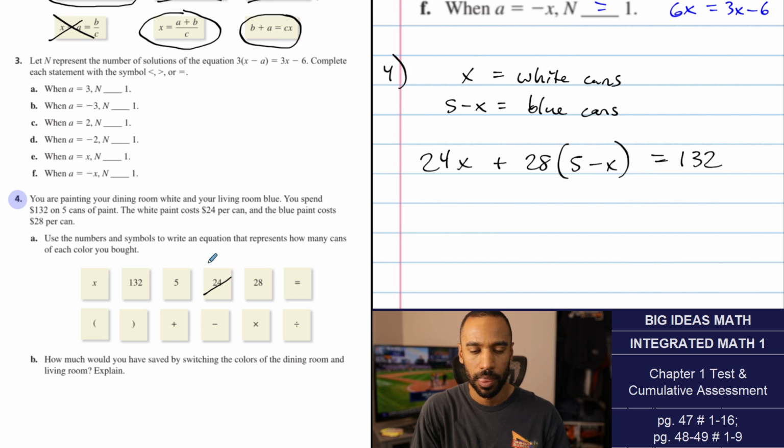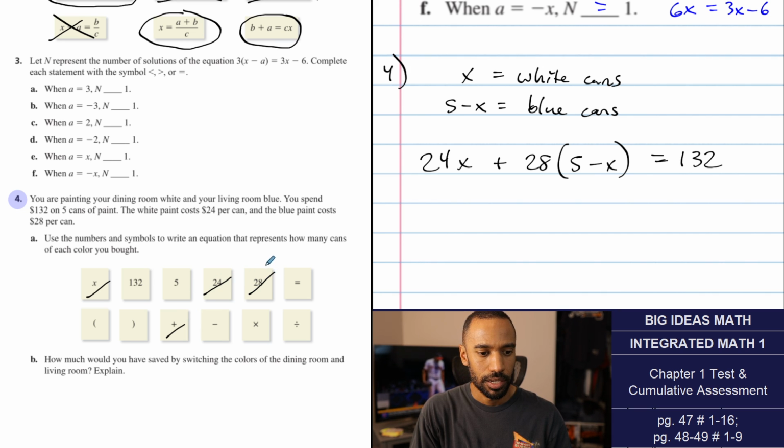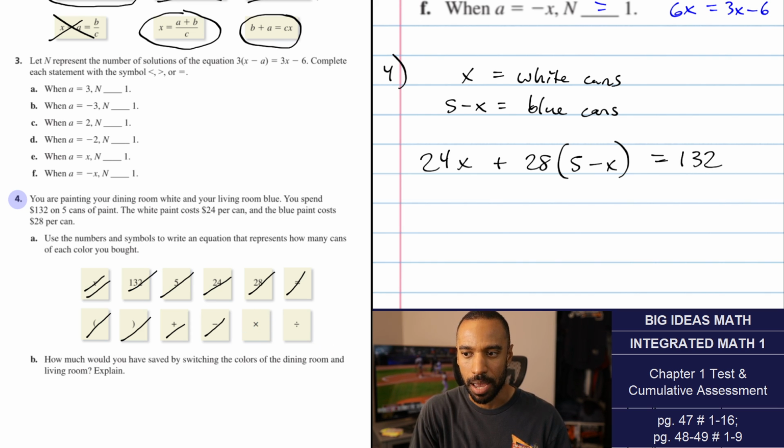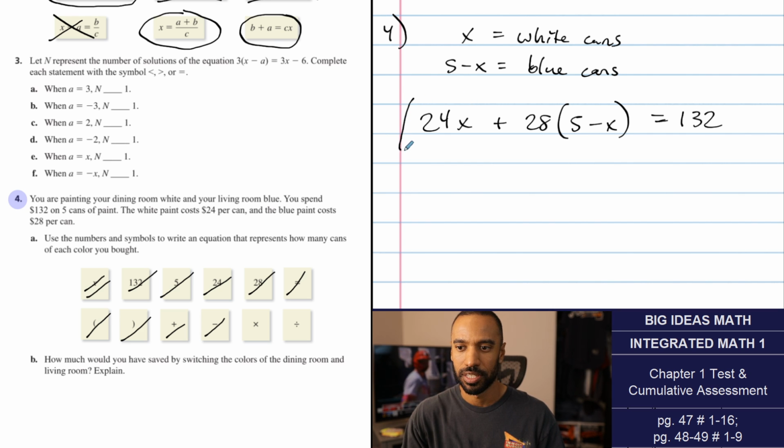Now, were all of those things in use? 24 is here. X is here. We're going to use that more than once. Plus is there. 28 is here. Parenthesis 5 minus, oh, we're going to use everything. 5 minus X again. Close parenthesis. Oh, we don't use everything. Equals 132. Technically, you can kind of use times. Times isn't the same thing as X. You kind of use times with the parentheses. But that's what we did. Use the numbers and symbols to write an equation. There it is. They want us to not use anything else. And there we have it.